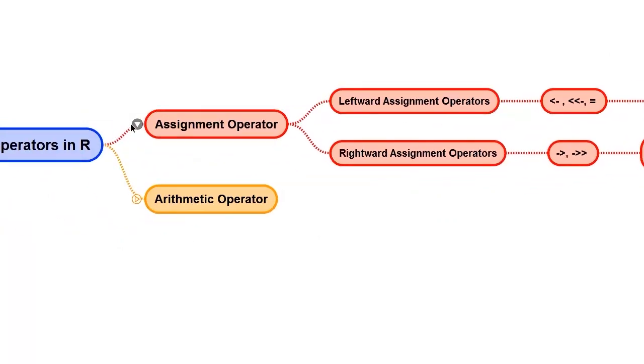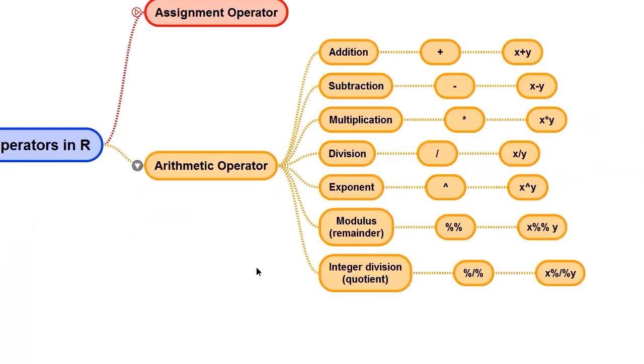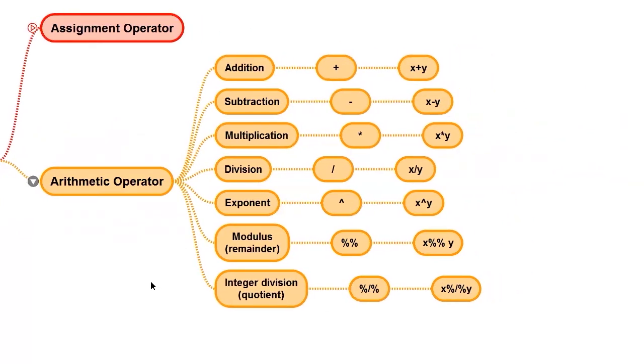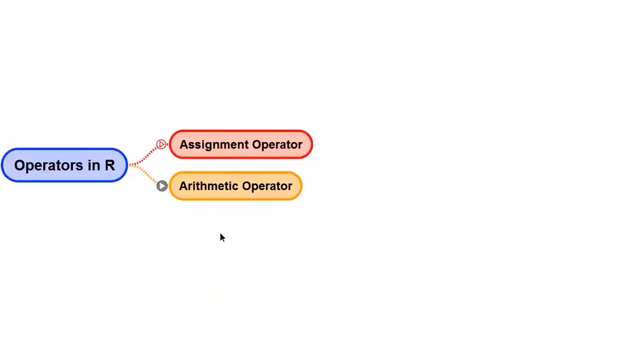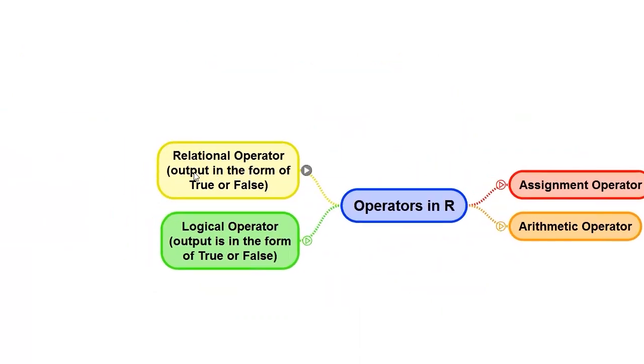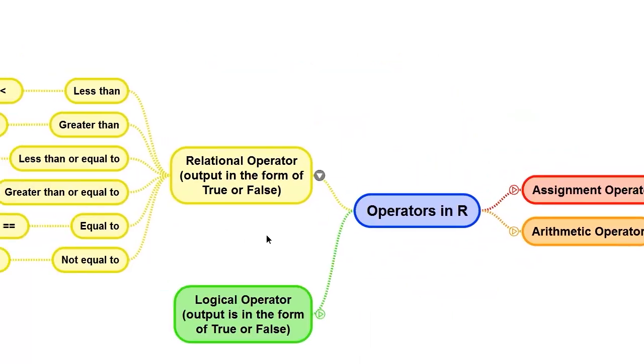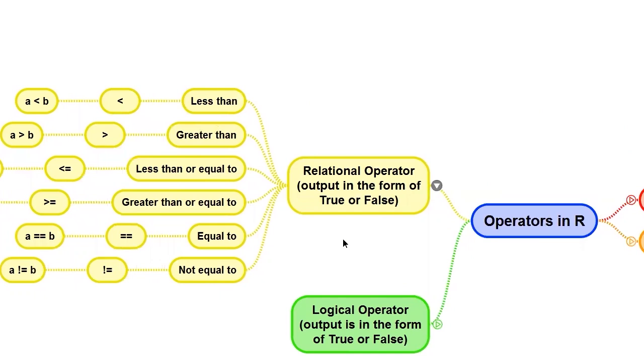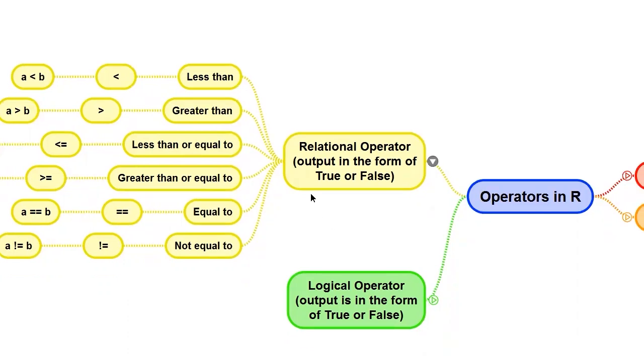The next operator that we used was the arithmetic operator. Arithmetic operators help in mathematical formulas, simple formulas like addition, subtraction, multiplication, division, exponent, modulus, and integer division. Next we covered relational operators. Relational operators are used when we create a relationship between two elements, resulting in true or false. They were less than, greater than, less than or equal to, greater than or equal to, or not equal to sign.